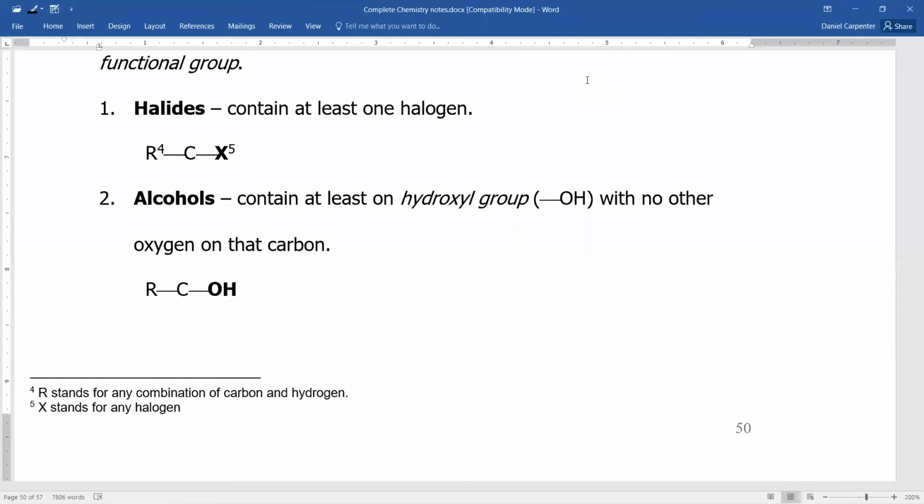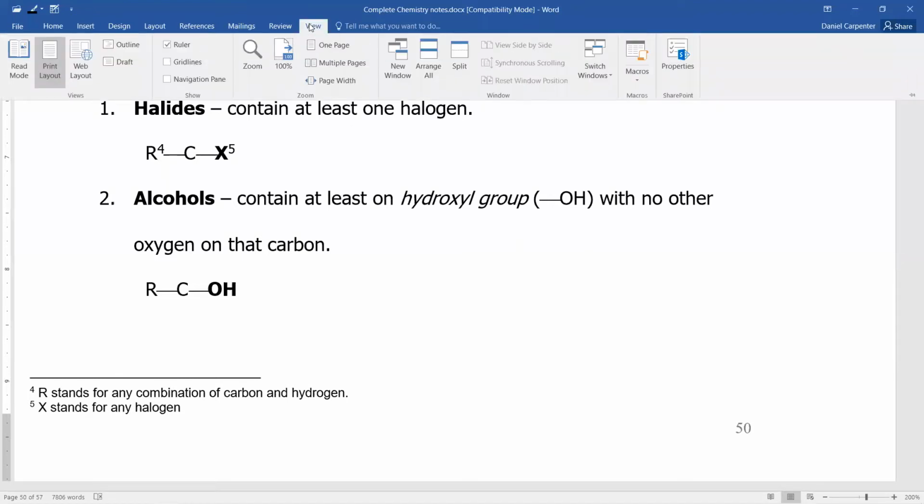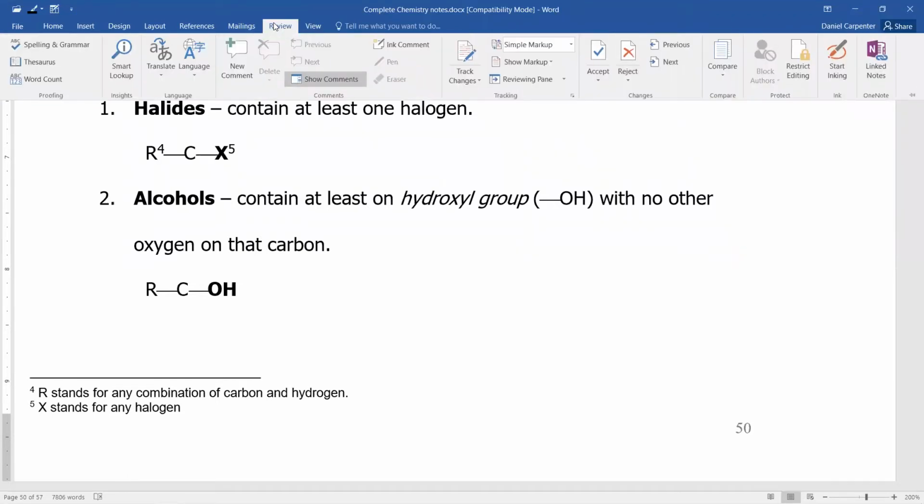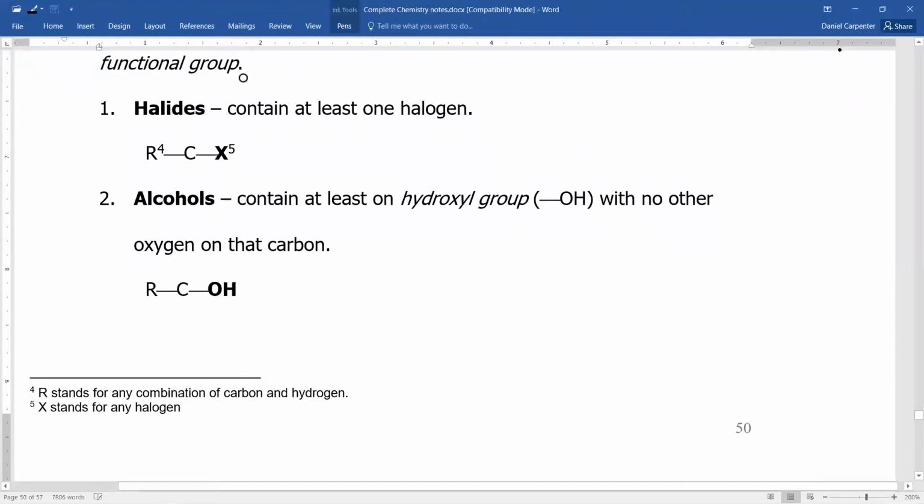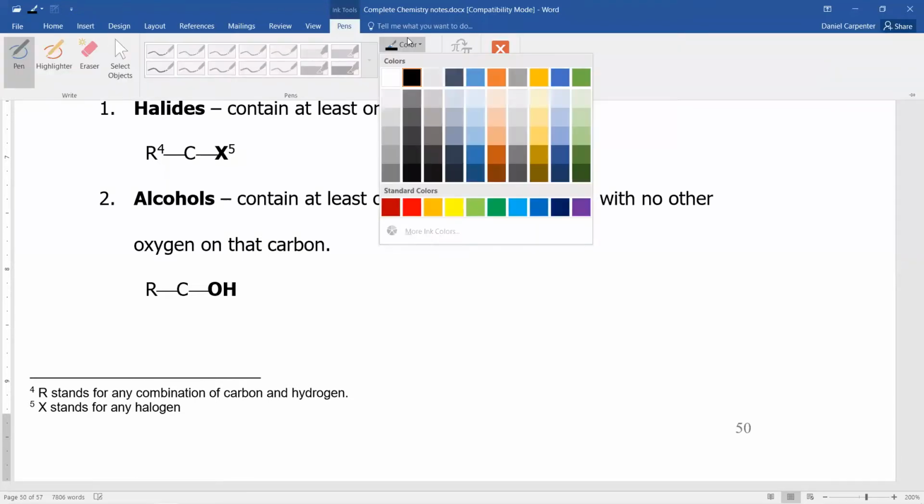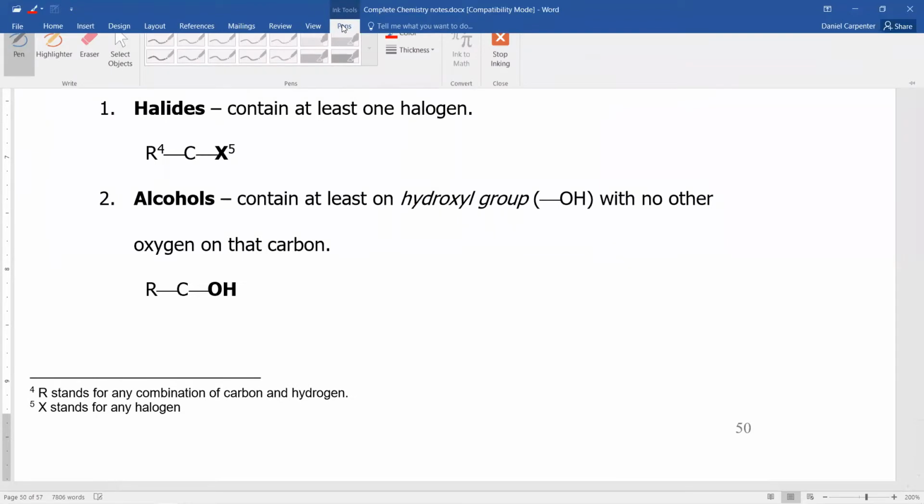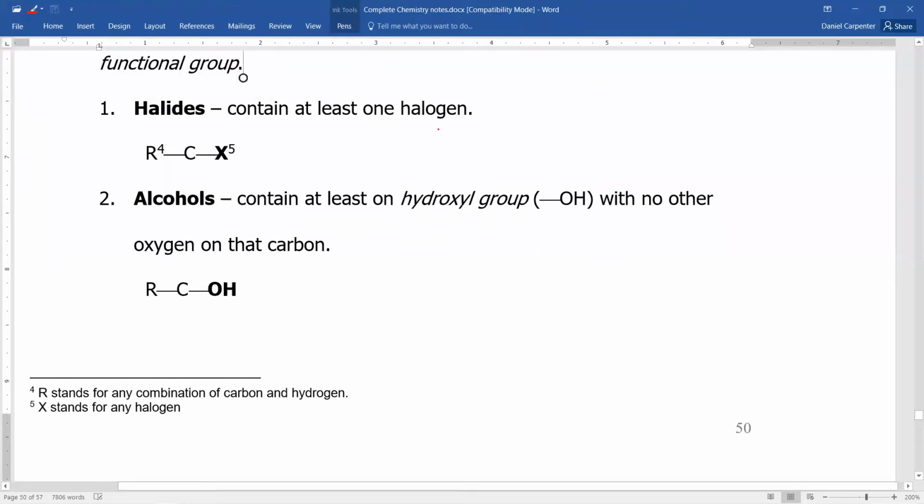So we talked about halides. If you remember, the halides contain at least one halogen, and the X here stands for halogen. It could be fluorine, chlorine, bromine, iodine, or astatine, any one of those 5. Usually not astatine, but I guess it's possible.